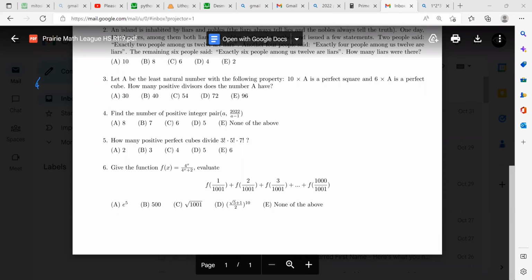So f of 1/1001, plus, I'm going to write out two terms because of reasons later, f of 2/1001, which is 4 to the 2 divided by 1001 over 4 to the 2 divided by 1001 plus 2, and then keep going until f of 999/1001, which is 4 to the 999 divided by 1001 over 4 to the 999 divided by 1001 plus 2, plus, and then you stop here because that's the original question.